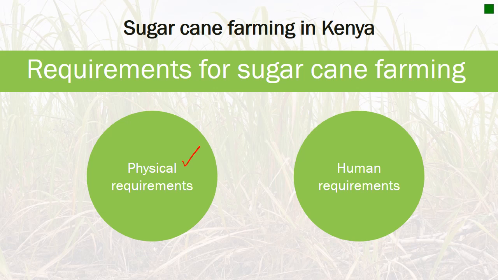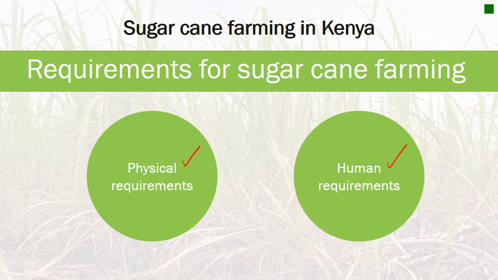deep, fertile and well-drained soil that are water retentive, preferably alluvial, clay or black cotton soils. Lastly, under physical requirements, we have gently sloping or undulating lowlands that allow for mechanization.